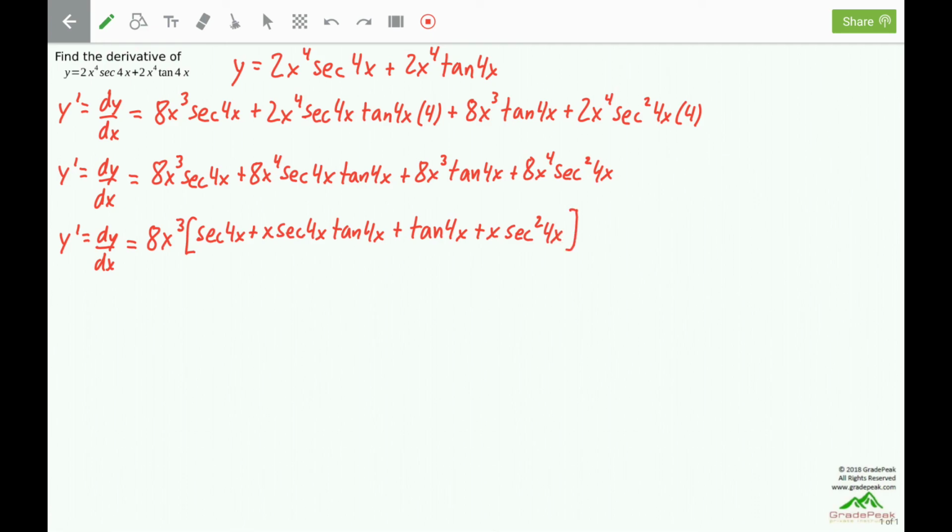There's no other common factors here. The trig functions are not the same in all the terms. Since we have a term that has only a secant here, and we have a term that has only a tangent here, there's no common factors left with these. So nothing else that we can do with it, so we will leave y prime, dy dx, as 8x cubed times secant 4x plus x secant 4x tangent 4x plus tangent 4x plus x secant squared of 4x. That's as simple as we can make it.